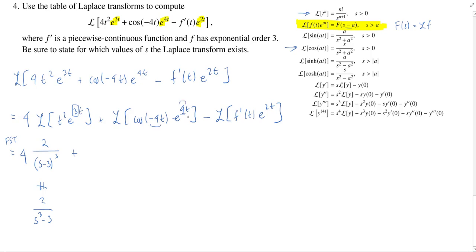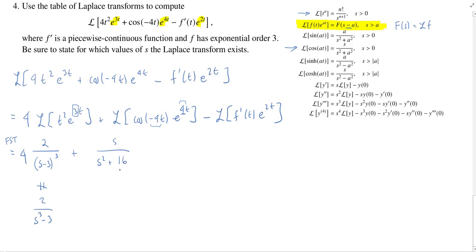Here my a is positive 4. They're not the same a's, right? We have to distinguish between them. Okay, so let's see. For cosine, I use s over s squared plus a squared. So in this case, my a is negative 4. So negative 4 squared is 16.